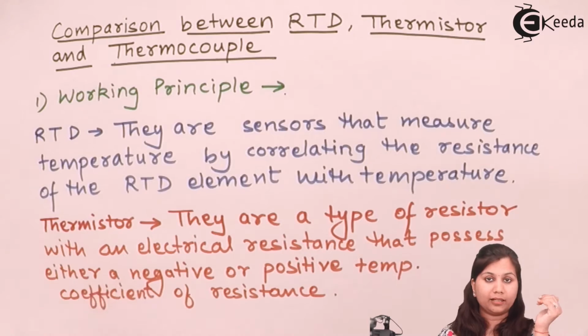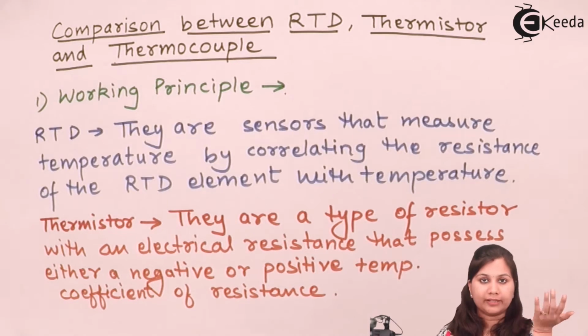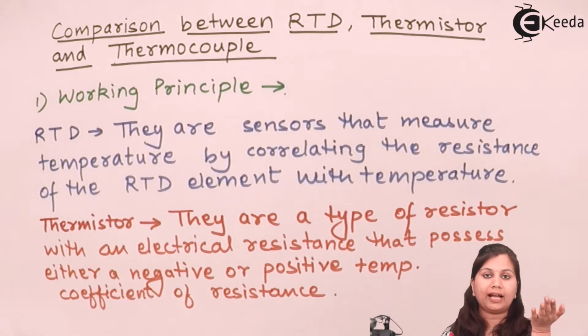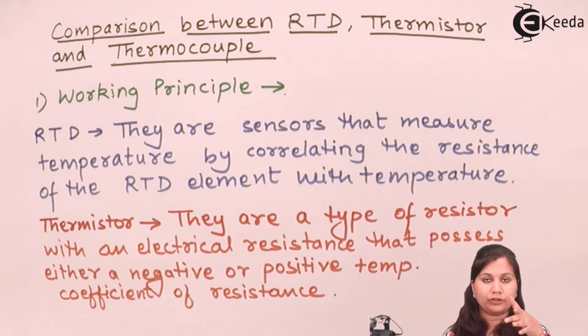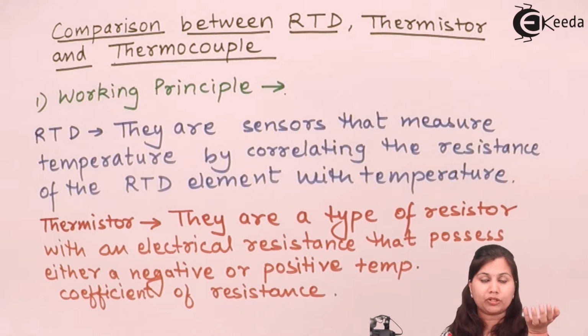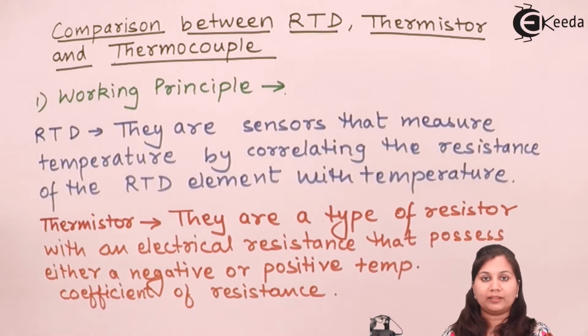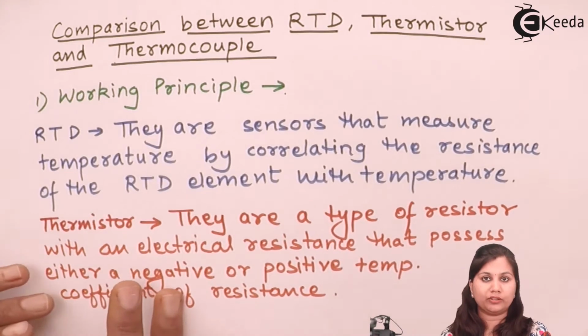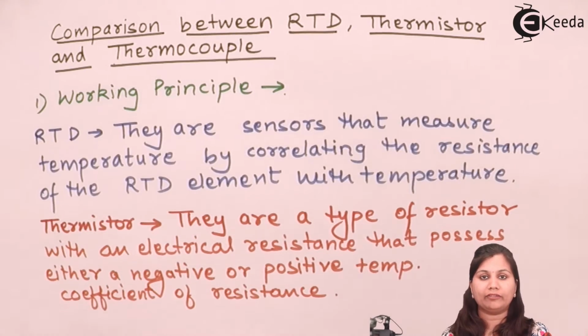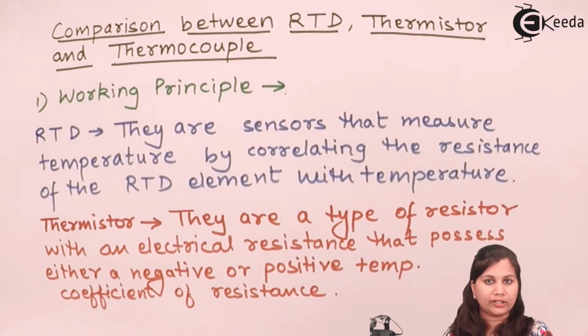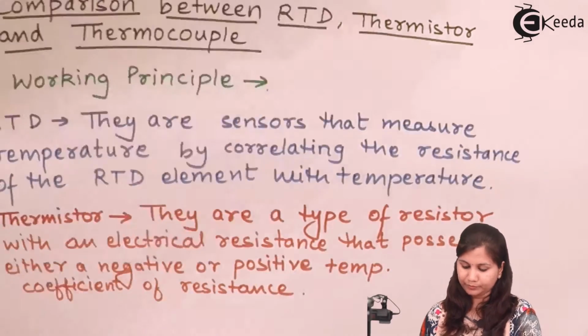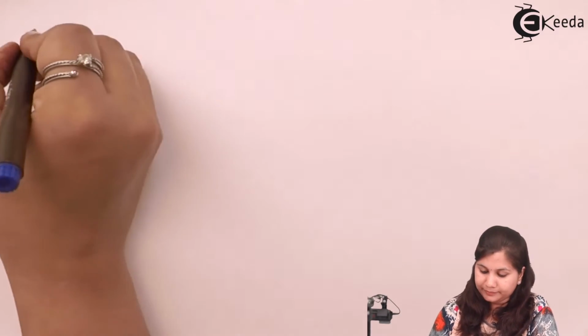So these thermistors are a type of resistors in which the element has either a negative temperature coefficient of resistance or a positive temperature coefficient of resistance. So we can use them for the measurement of temperature by seeing their relationship with the change in the resistance. In this way, the temperature is measured with the help of thermistors by having its relationship with the change in the resistance. Next comes the working principle of thermocouples.